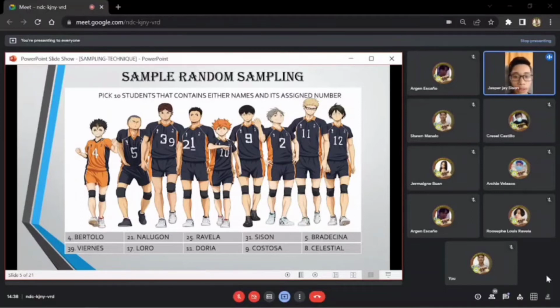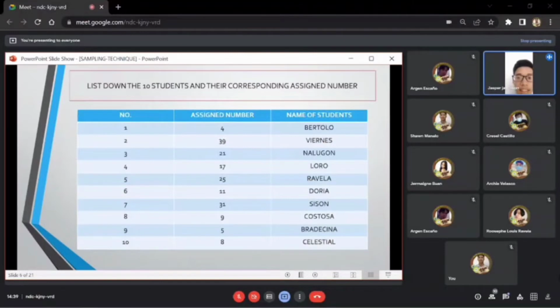Number 4, Bertolo. Number 39, Viernes. Number 21, Nalugon. Number 17, Loro. Number 25, Rabela. Number 11, Doria. Number 31, Season. Number 9, Costosa. Number 5, Bradesina. And number 8, Celestial. These are the 10 students and their corresponding assigned numbers.